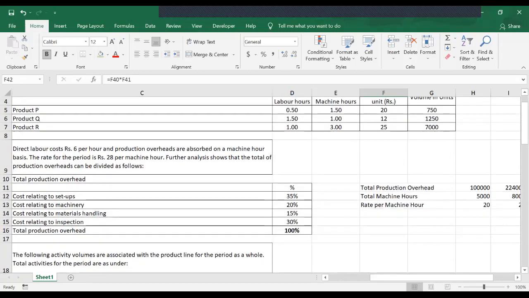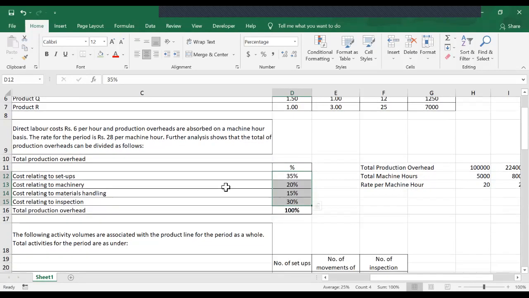Now, what else do we know? Instead of breaking up the total cost into physical units, they have said that 35%, 20%, 15%, 30%. They've given us a percentage breakdown of the total costs of the different components of the production overhead. So we can just calculate. This is also very simple. You can calculate the percentage of the total production overhead and you'll get the cost for each of these things.